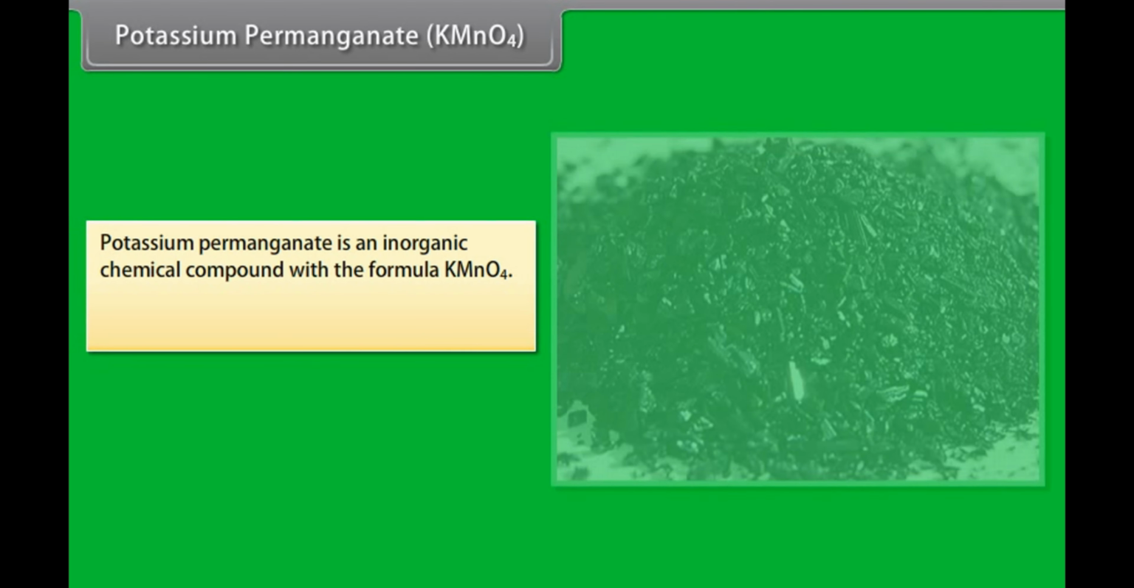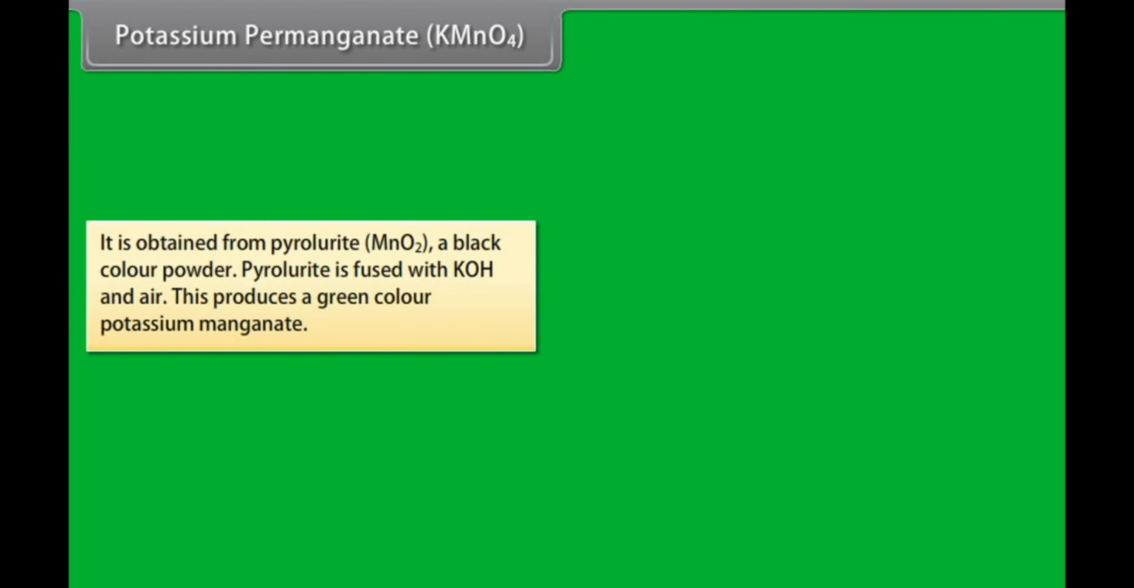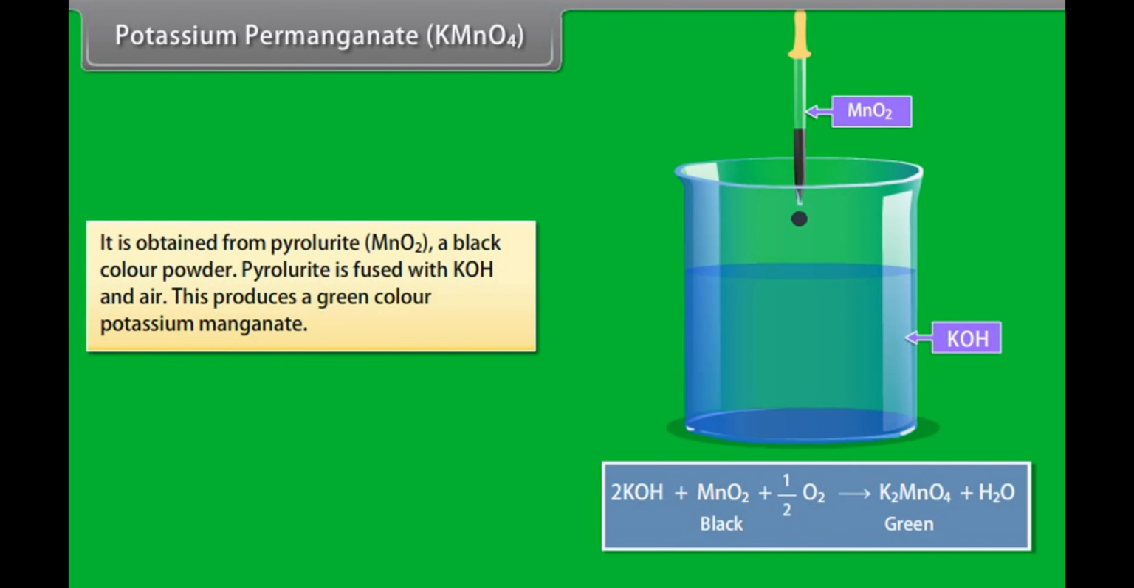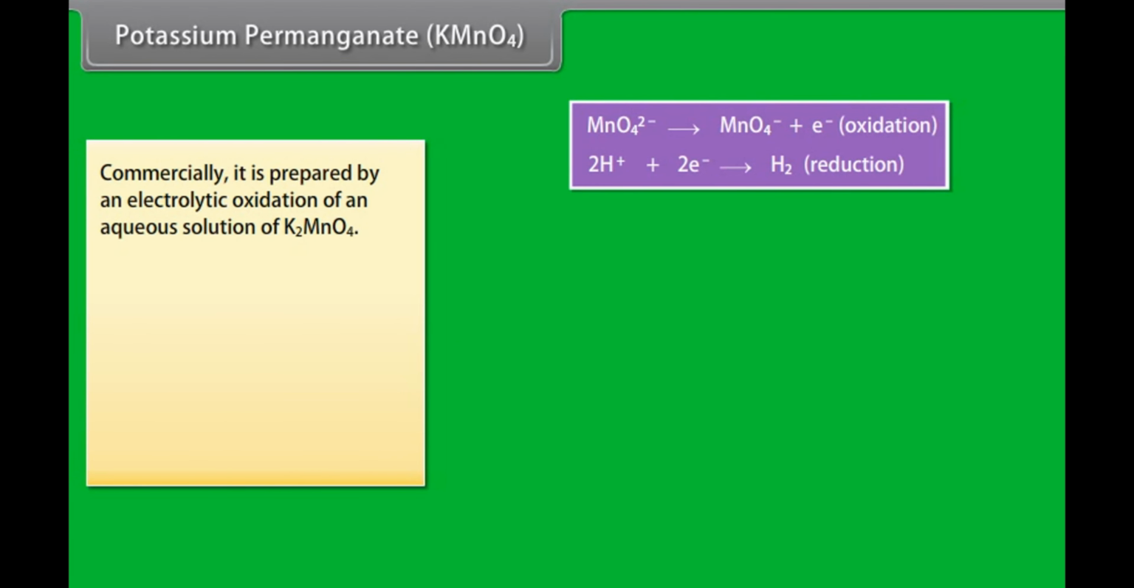Potassium permanganate, KMnO4. Potassium permanganate is an inorganic chemical compound with the formula KMnO4. It is a salt consisting of K+ and MnO4- ions. It is obtained from pyrolusite, a black colored powder. Pyrolusite is fused with KOH and air. This produces a green colored potassium manganate. Commercially, it is prepared by an electrolytic oxidation of an aqueous solution of K2MnO4.